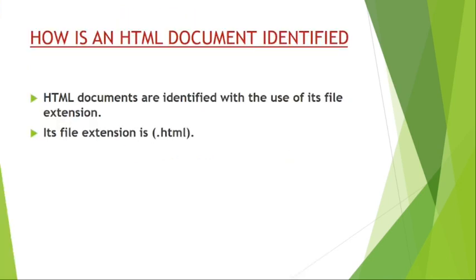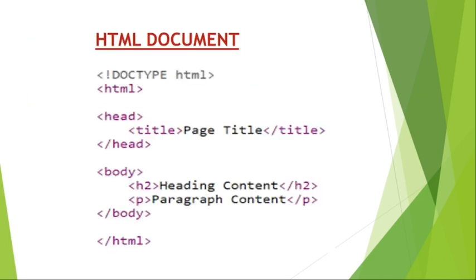How is an HTML document identified? It's very simple. An HTML document is identified with the use of its file extension, and its file extension is .html. So on every HTML file, you will always find the file extension .html. So here is a simple HTML layout. This is how the layout of an HTML document should look.